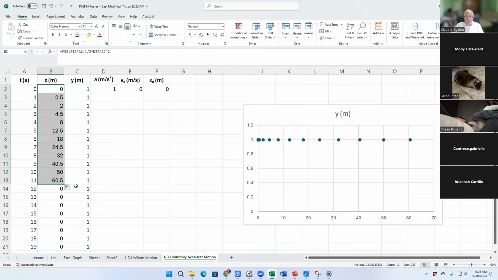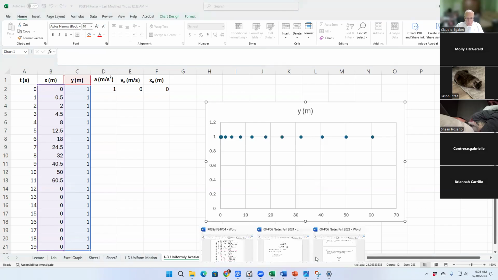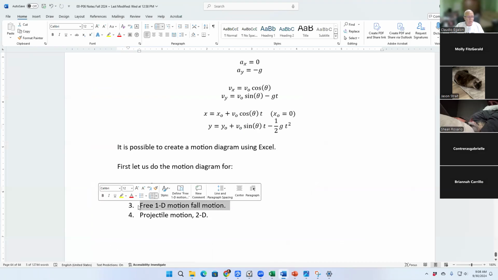I'm not going to do more than that because otherwise it's going to be too much, right? Do you see that the motion is increasing, the delta x is increasing as time goes by? The delta x increases. We have done uniform 1D motion and uniformly accelerated 1D motion, and now we're going to do free fall.